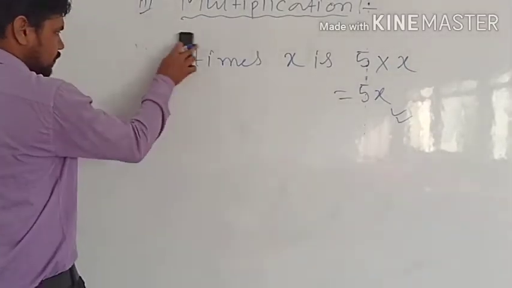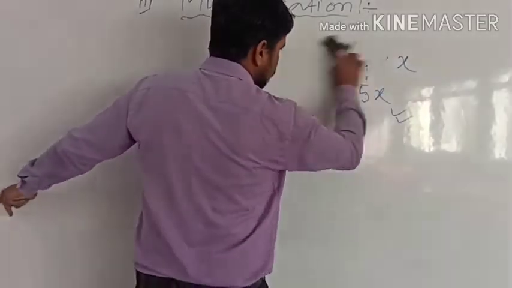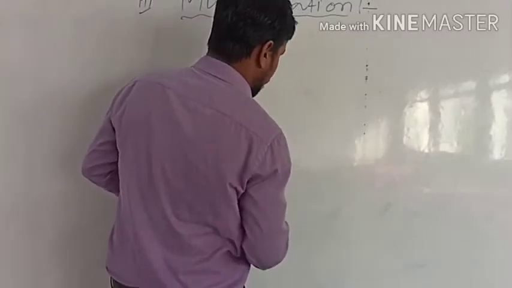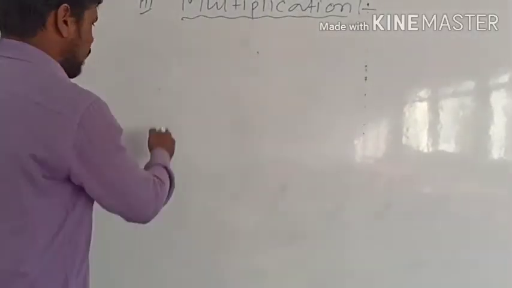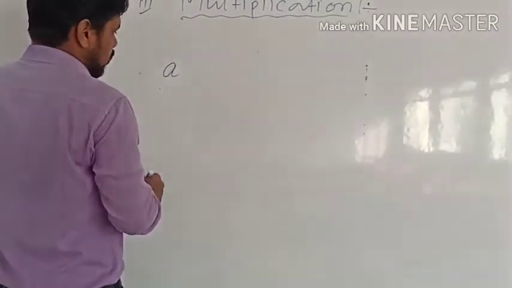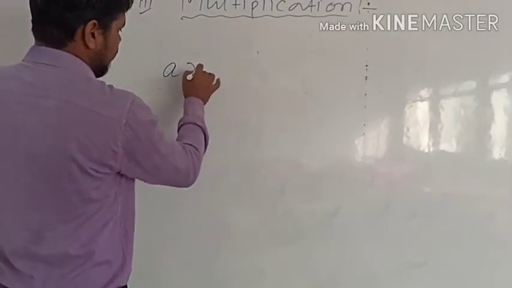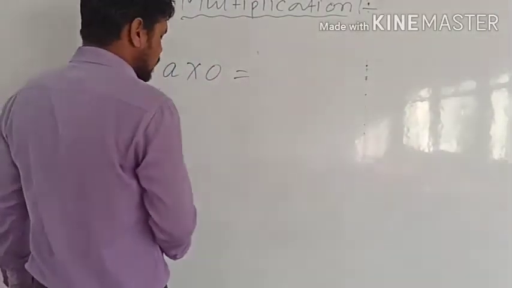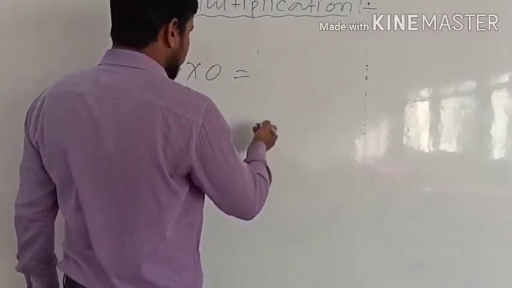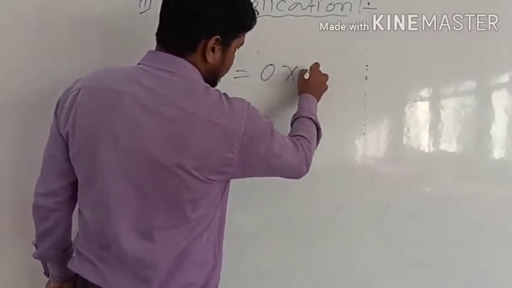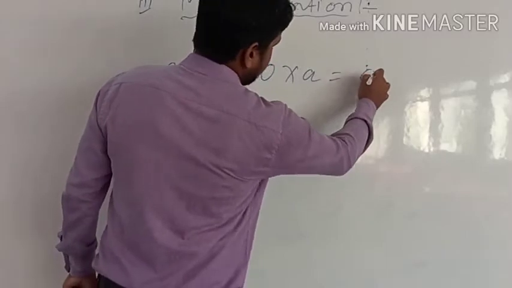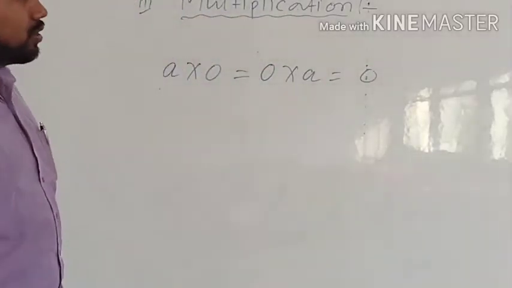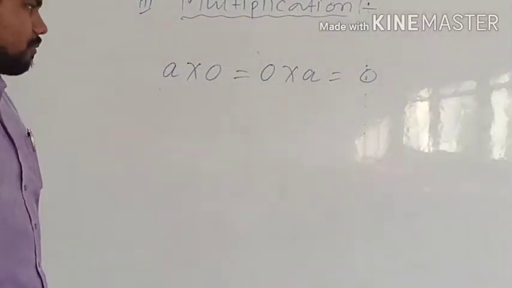This is the concept of this. So this property will be helpful for you. Suppose you are multiplying any particular algebraic expression by 0, then the result will always be 0. Or if you are multiplying 0 with any algebraic expression, then also the result will be 0. So this is one common thing.